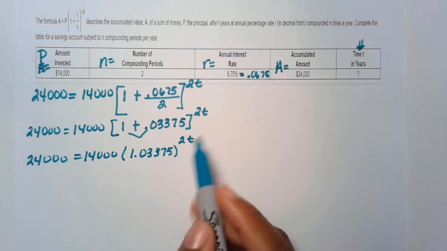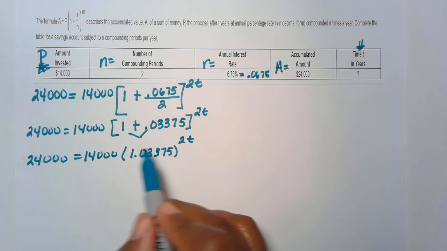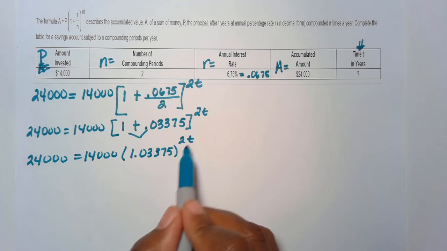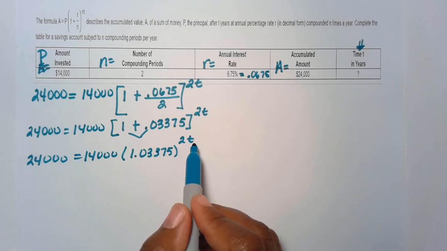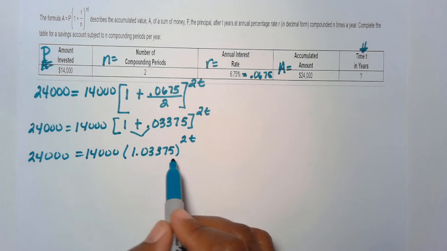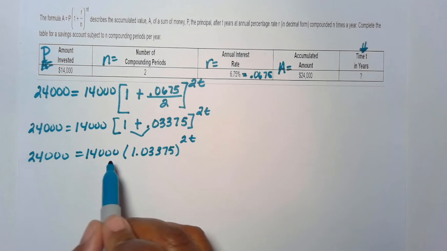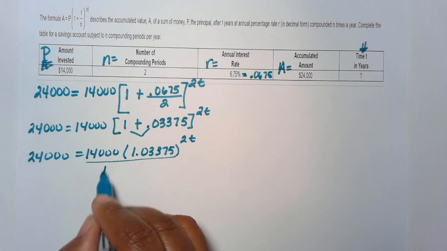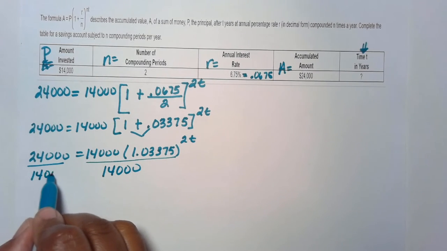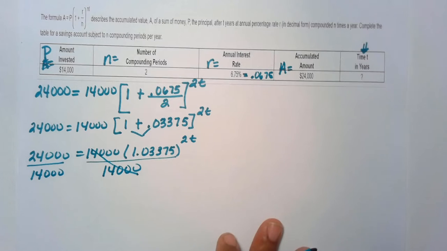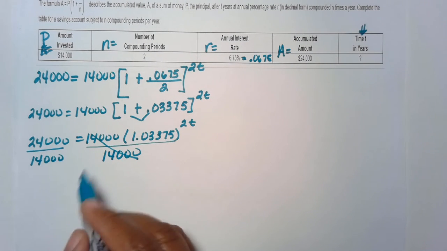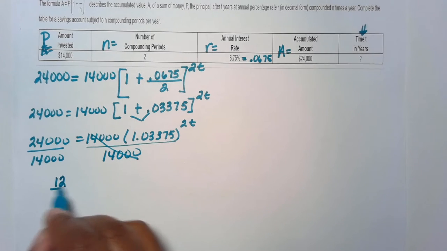So what we want to do is get this exponential component, 1.03375 all raised to the 2t power, by itself. So what we're going to do is divide both sides of the equation by 14,000. Then 24,000 over 14,000 reduces to 12 over 7.